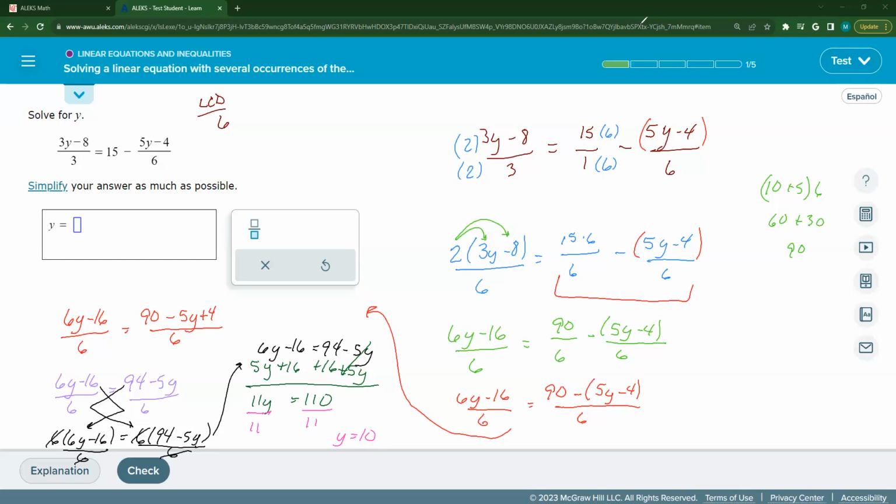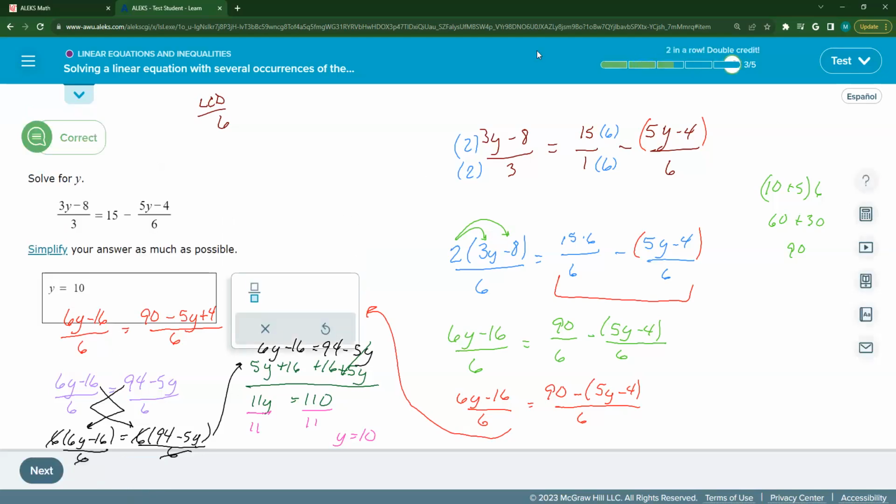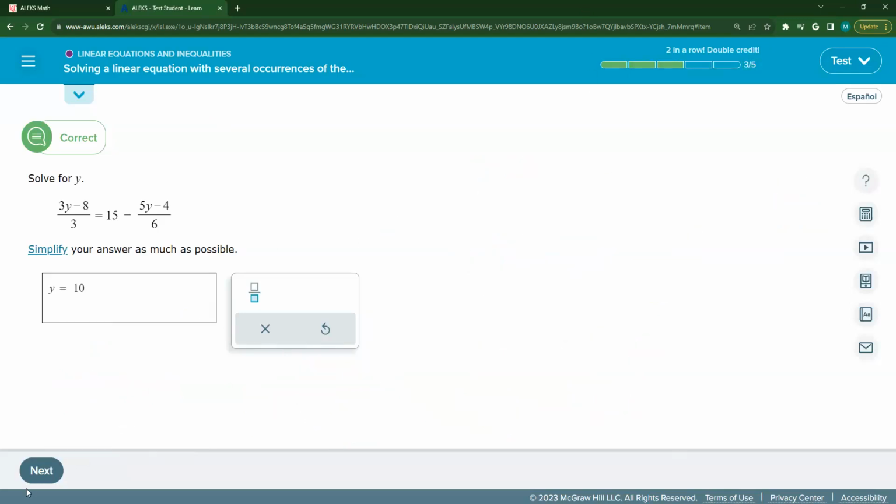Then we're going to type it in. And we're going to get 10. And then we're going to check it. We are good to go. So close that. And we're going to do our last one.